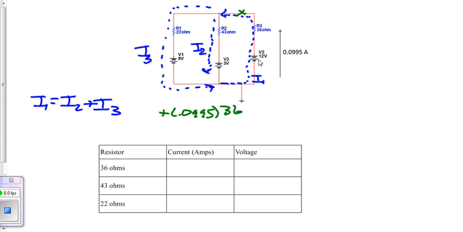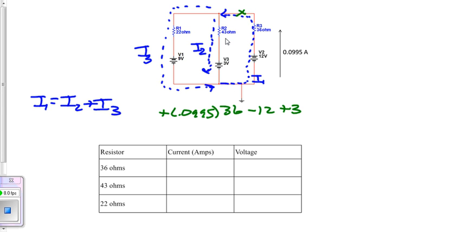I keep walking along here analyzing the circuit. I encounter a 12 volt battery, and as I walk across that, I go from big to small. So it'll be a minus 12 volts, so minus 12. I keep walking along here. I encounter a 3 volt battery, but I'm going small up to big. Okay, therefore it's going to be a positive 3 volts.